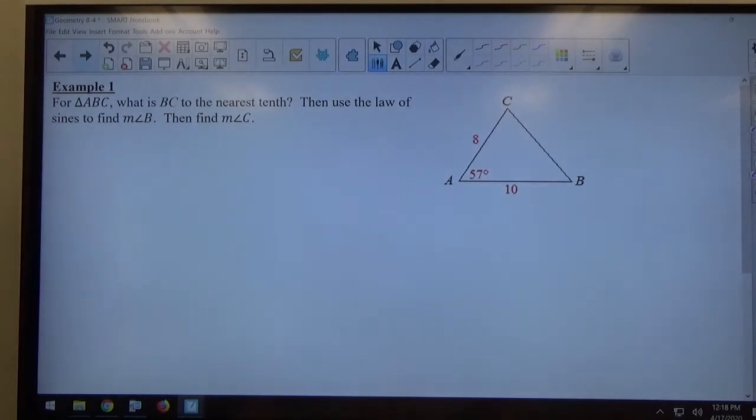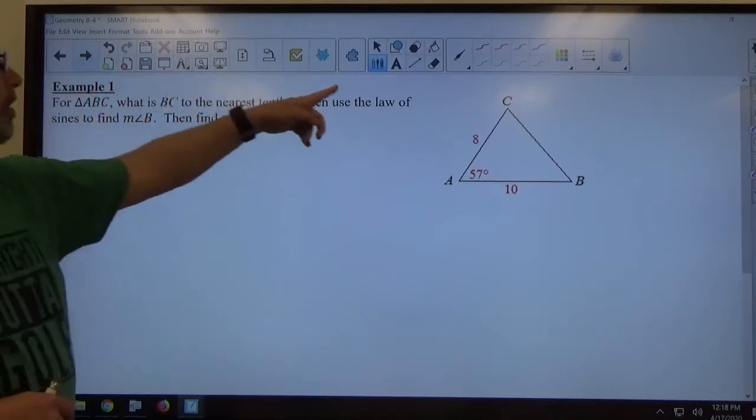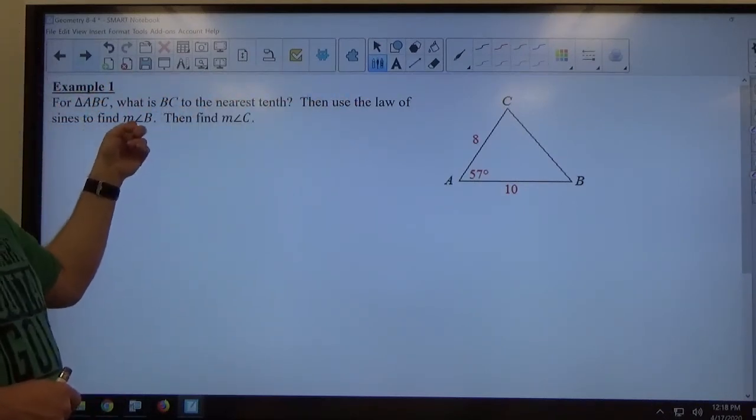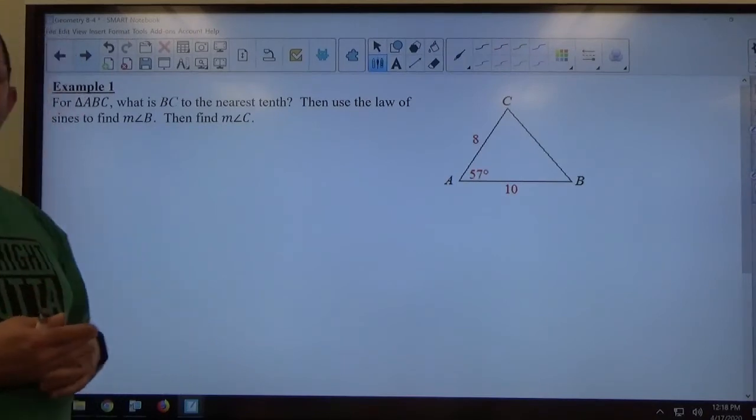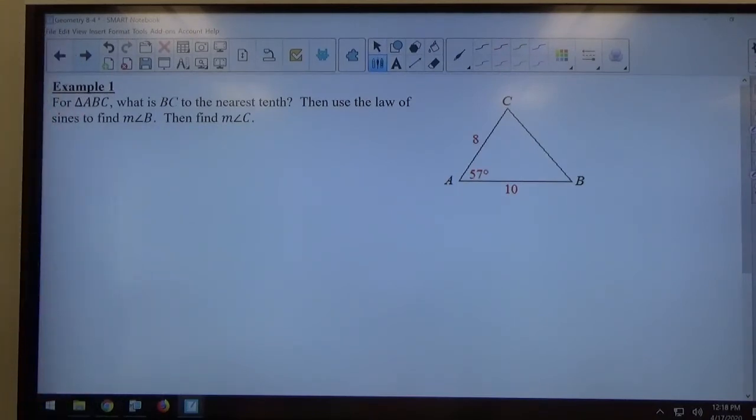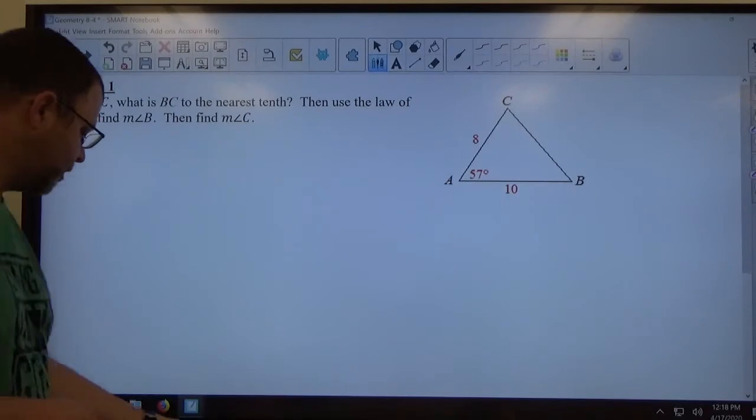So, if we put this into practice, here's an example problem. For ABC, what is BC to the nearest tenth? Then use the law of sines to find measure of angle B. So even though we're in the law of cosines chapter, we're going to use the law of sines once we get to the point we can. Law of sines, hopefully you guys recognize it's not very hard to use. So when we get to a point where we can use the law of sines, we should.